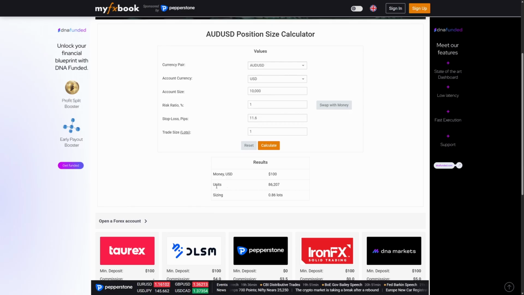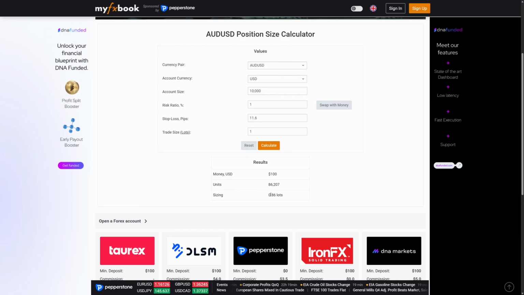So the units, leave alone these ones, they're not very important, but the sizing, so you will be putting a lot size of 0.86. Up to this level, we've seen how the lot size is calculated. The part that is remaining is that part of entering the trade itself using this lot size.